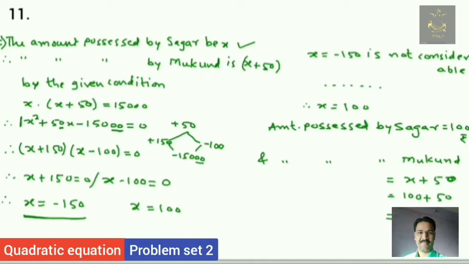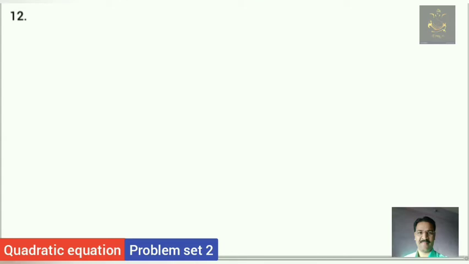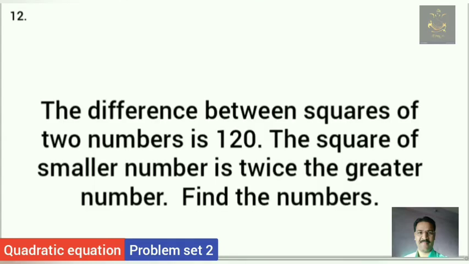Understand? Like this we can solve. Only try to first read the sum very carefully whenever you are going to solve word problems. Okay, friends, we'll now start the 12th sum. The difference between squares of two numbers is 120. The square of the smaller number is twice the greater number. Find the numbers.